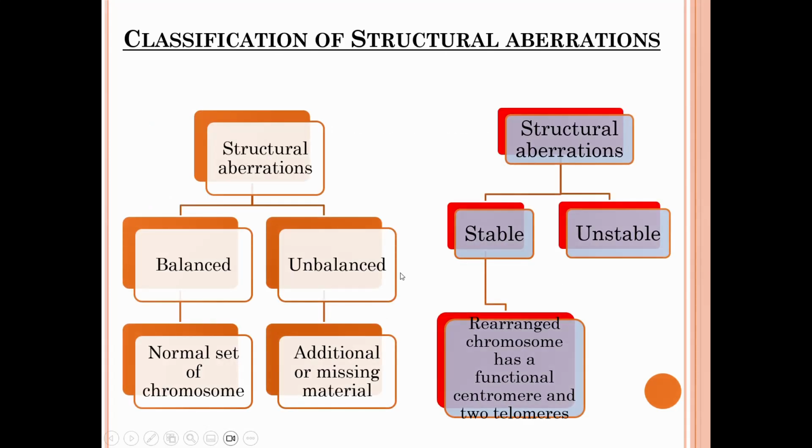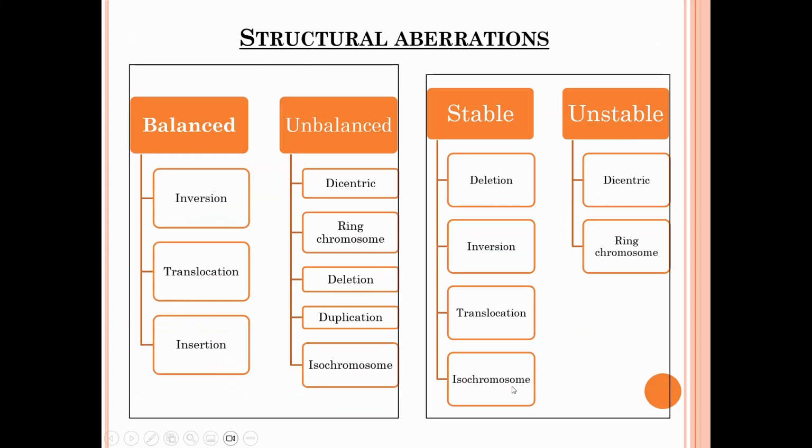Now what can be the structural aberration? Structural aberration can be balanced or unbalanced. Balanced means there is the normal set of chromosomes, and in unbalanced there is additional or missing material. Structural aberration can be stable also, unstable also. So a rearranged chromosome has a functional centromere and 2 telomeres.